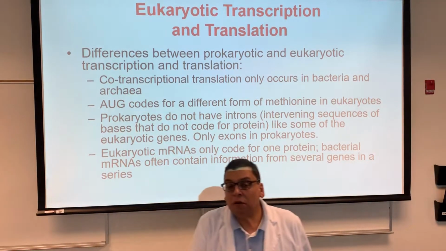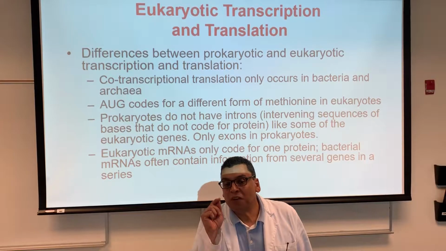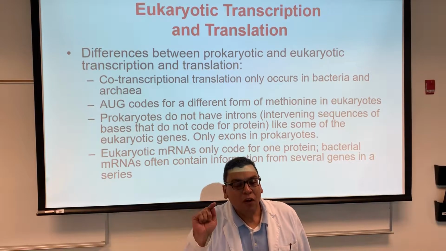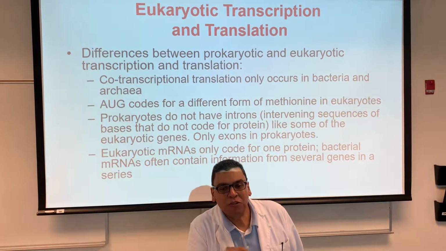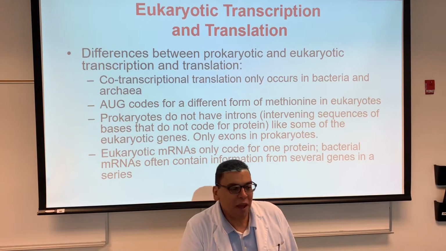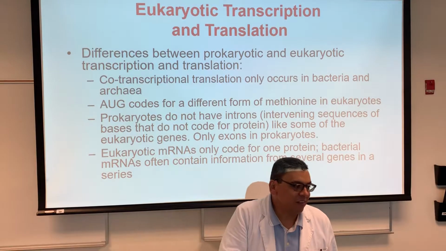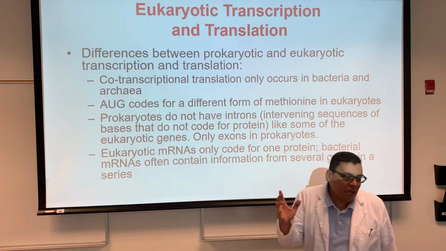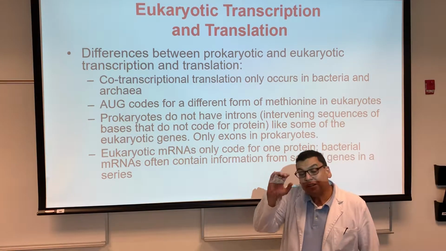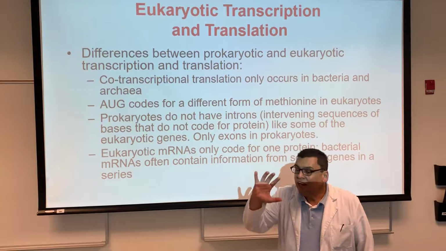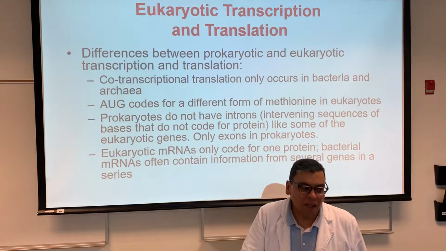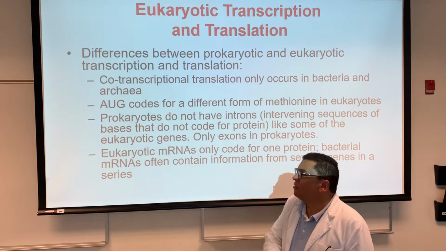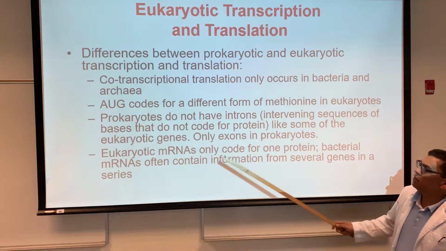So if I give you a protein sequence and it starts with F-Met, and I ask you, which organism produced this protein, what would you say? Prokaryotic. It's bacteria, prokaryotic, or archaea. So that's how you distinguish between them. If it starts with methionine, it's eukaryotic. If it starts with F-Met, it's prokaryotic. That's another difference.